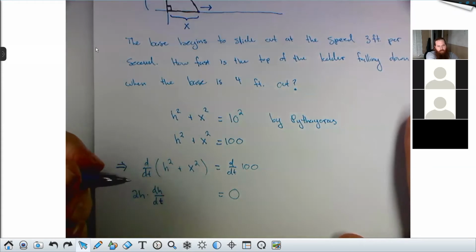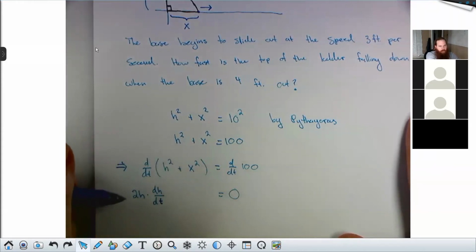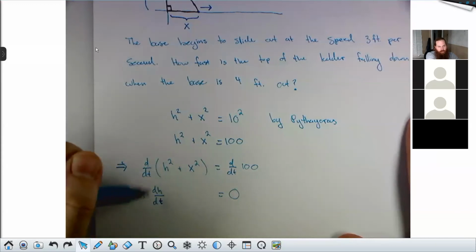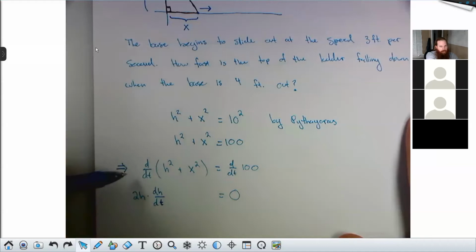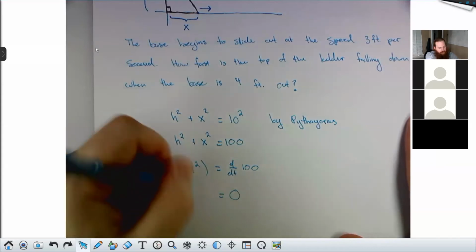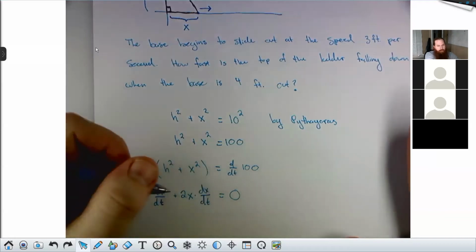Everybody comfy with that? Differentiating the outer function, I get 2h, and then I multiply by the derivative of the inner function. The inner function here is just h. So the d/dt derivative of h is dh/dt. And the same thing for the x's, right? I'm not differentiating with respect to x, I'm differentiating with respect to t. So here I'll get plus 2x times dx/dt.